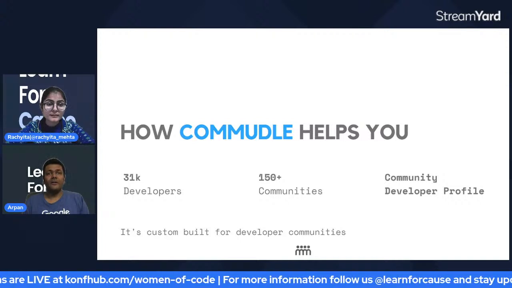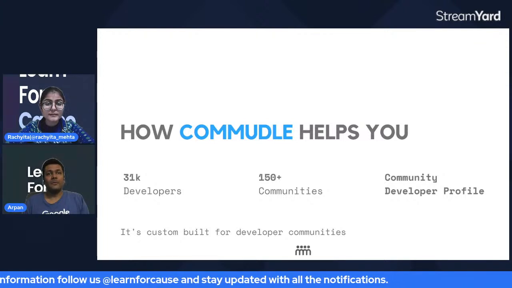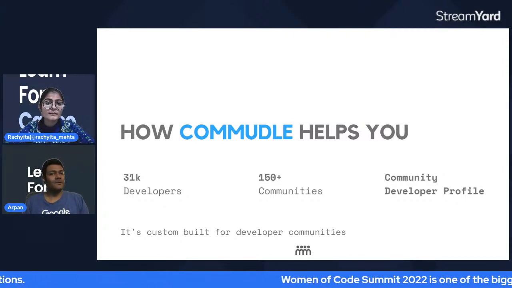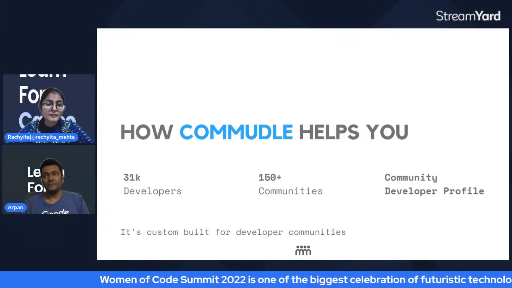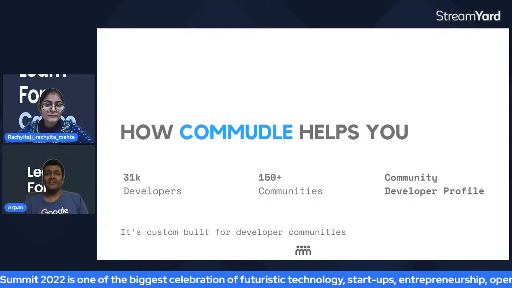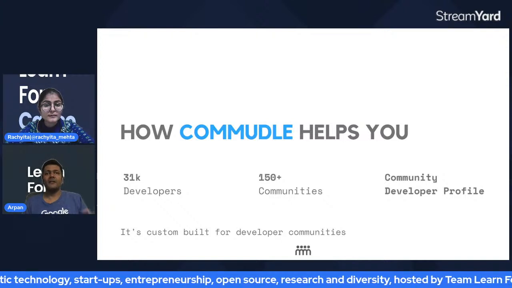You do not need to actually go out and scout for your audience or scout for members. Here, once you start becoming active, people automatically start noticing you. And these are all software developers. So if you're a tech community leader running a tech community, you already have 31,000 developers who might be interested in your community. There are already 150 plus communities. So if you need an initial boost, you could collaborate with any one of them.